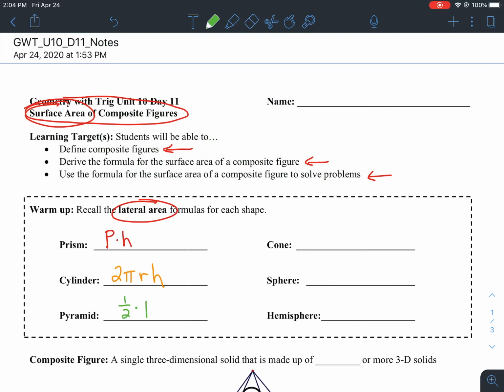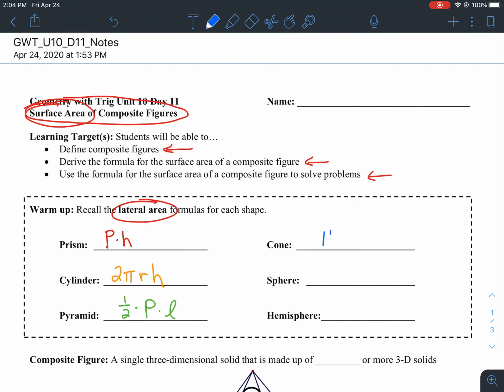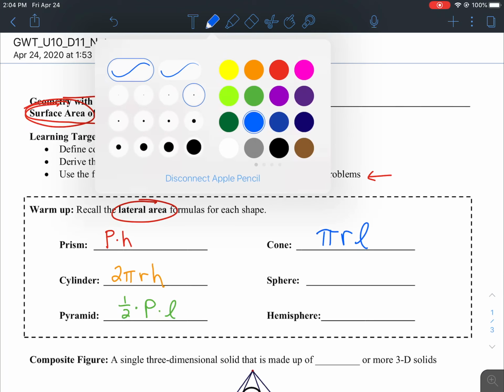For a pyramid, that was 1/2 times P times L, where again P represented the perimeter and L was the slant height. So that was the measure going on a diagonal along the side of the pyramid rather than straight up and down through the pyramid. That slant height was on the outside. For a cone, lateral area is pi R L, where L is still slant height and R is the radius.